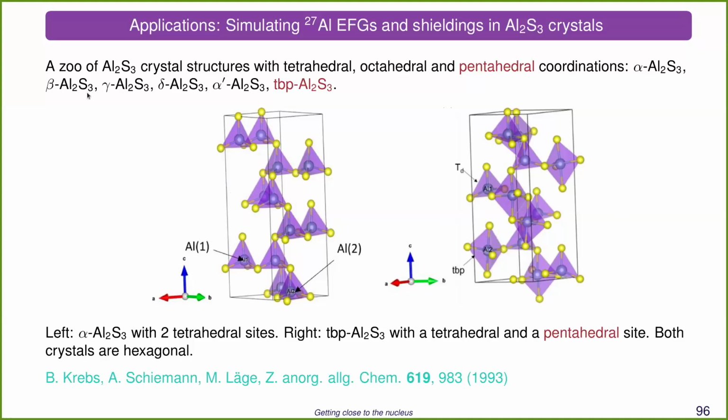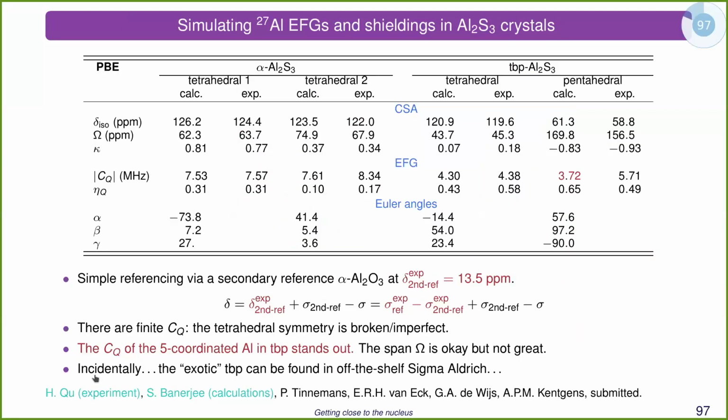Aluminium sulfide. There's a whole zoo of systems. What is interesting here is that these two crystals are both hexagonal. In the alpha phase, the aluminium is tetrahedrally coordinated by the sulfur. In this funny TBP, it's also the case, but there is also this penta coordination with this five around. This is very weird. And we're going to compare those two now in experiment. The experiment was done by Hong Tao, and the calculations by Shrestha.